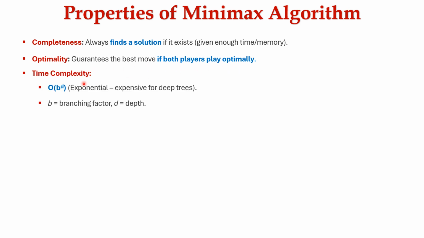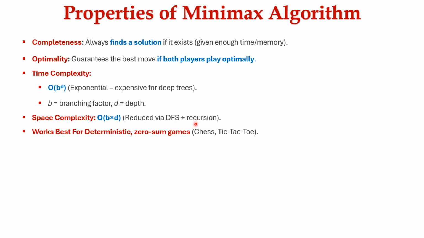It always guarantees the best move if both players play optimally. Next, time complexity. It has order of b to the power of d. That is, it is exponential and expensive for deep trees. Here, b is branching factor and d represents depth. The space complexity is order of b into d. Here, it is reduced via depth first search plus recursion.